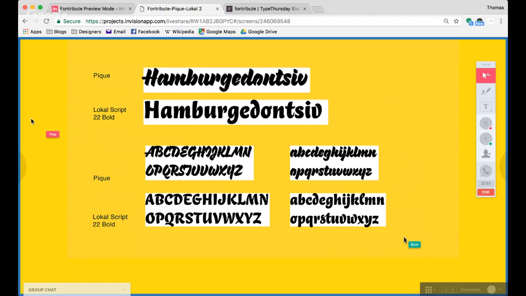And then Pique was produced by Process Type Foundry, and that's a little bit more scripty in its function and how it looks. But it's interesting to see these two typefaces. They're very dark. They're trying to go for the hand-done sign writing influences, something a little informal but a little edgy. So I thought it'd be cool to see these two different approaches and compare them.